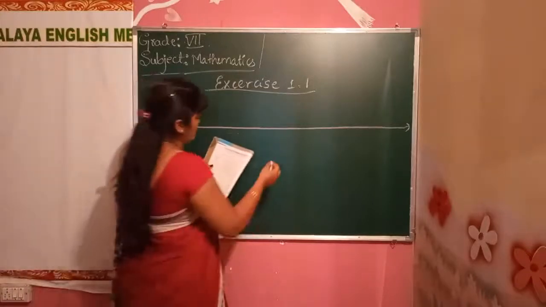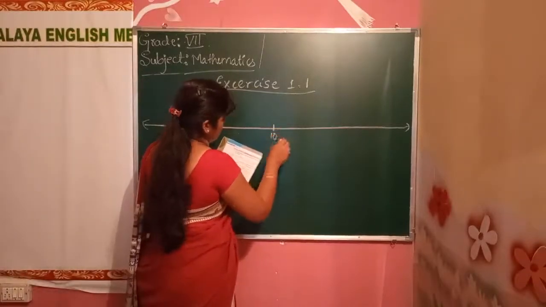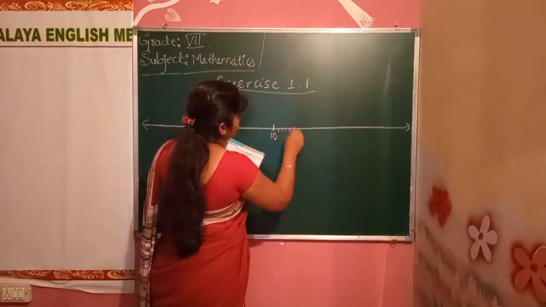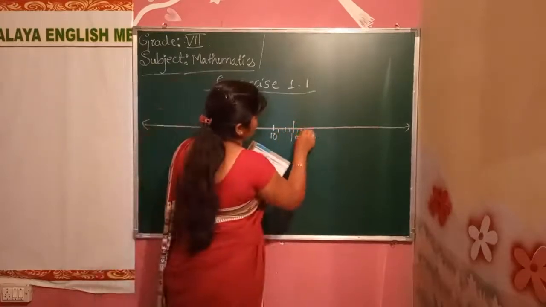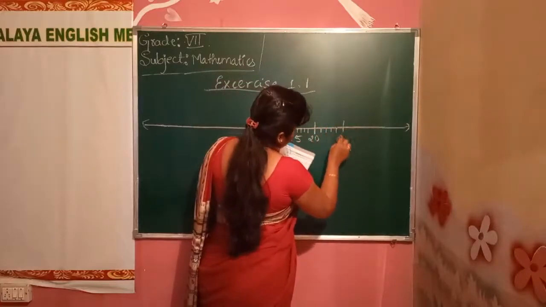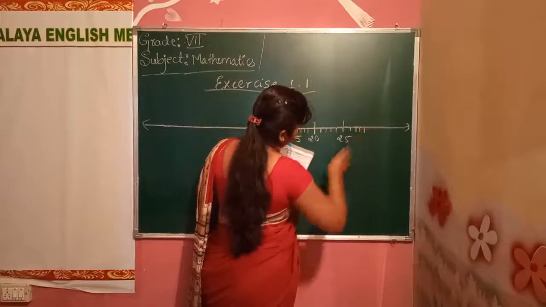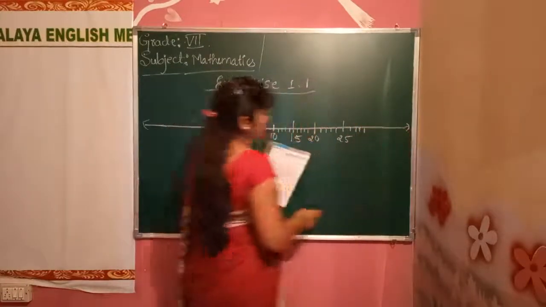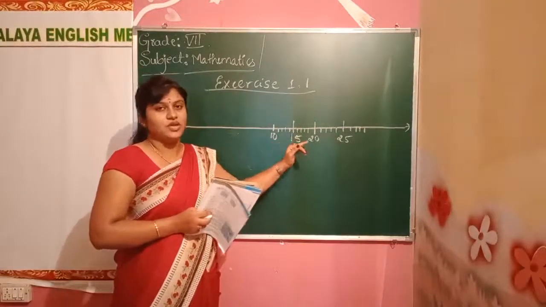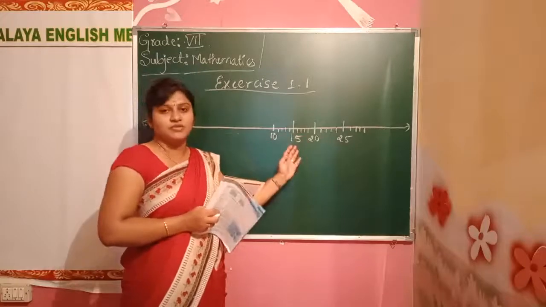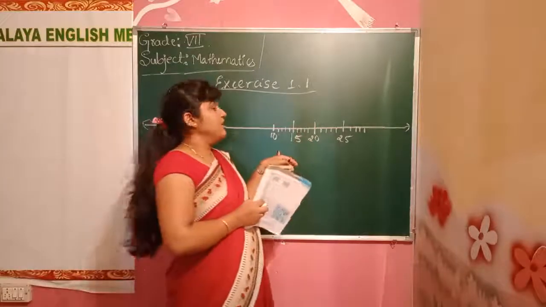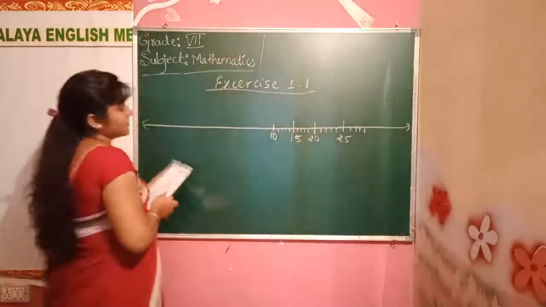Okay, first one they have given here 10. Then 1 2 3 4 5, 15. 1 2 3 4, 20. 1 2 3 4, 25. They have given a difference of 10 here, and they are taking 5 units. According to your problem we can take it like this: 10, 15, 20, 25, with a 5 unit difference.